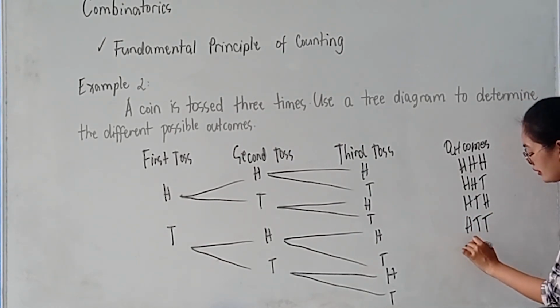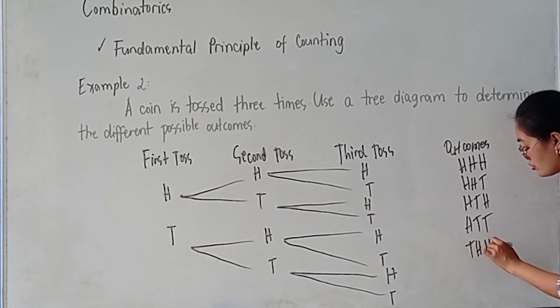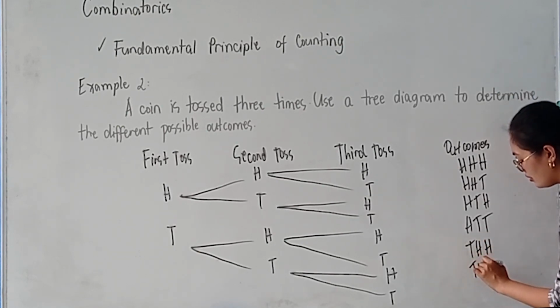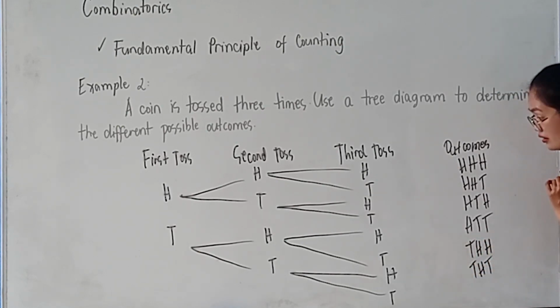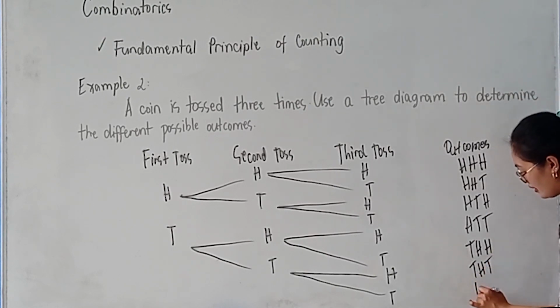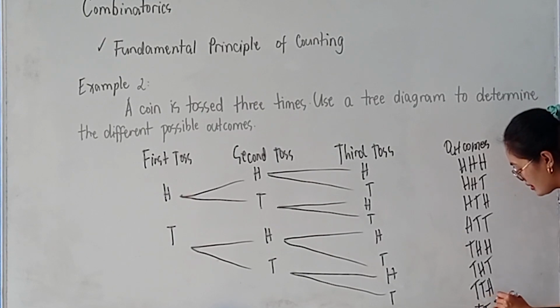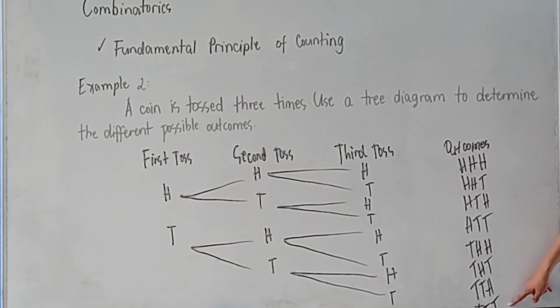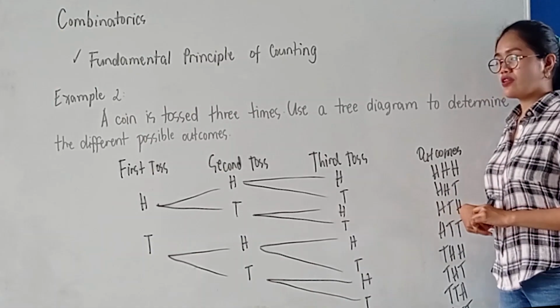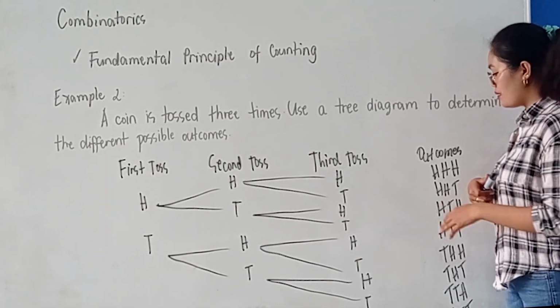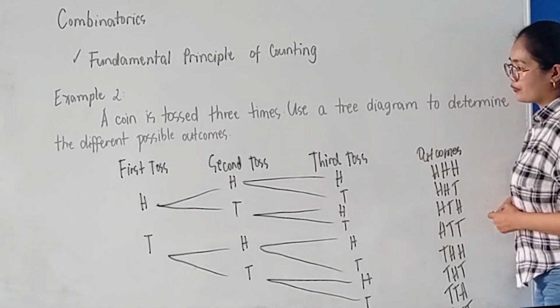Then T, H, H, T, H, T, T, T, H, and T, T, T, where T, T, T tells us the first, second, and third toss are all tails. The tree diagram shows that tossing our coin 3 times will generate 8 outcomes.